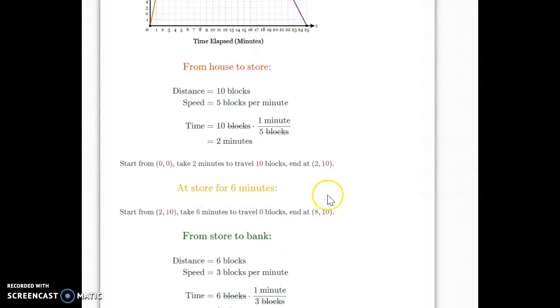And then he stayed at the store for 6 minutes. So think about you started at 2, 10, takes 6 minutes. So then your minutes are increasing by 6. So we went from our X value that was minutes of 2, increased it by 6 to 8. So then you're at location 8, 10. So you could break those coordinates down by X's and Y's as well.